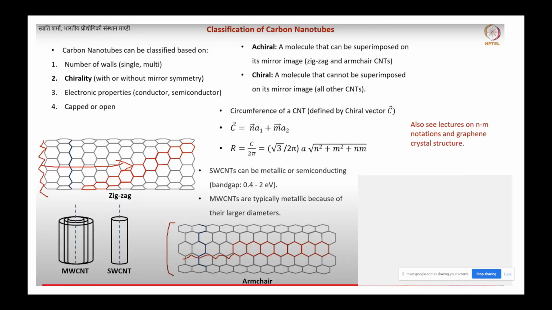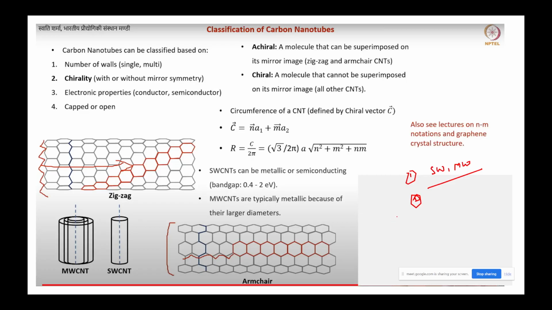So now the classification of carbon nanotubes. Carbon nanotubes can be classified based on some parameters. The first one is the number of walls, whether it is a single wall or a multi wall. The second one is chirality. With or without mirror symmetry, there are some CNTs that are chiral and some that are non-chiral.